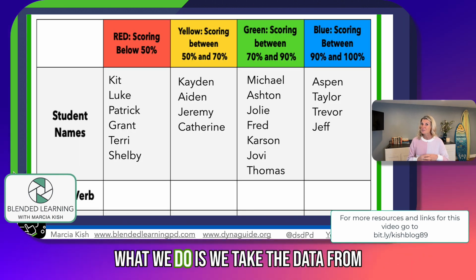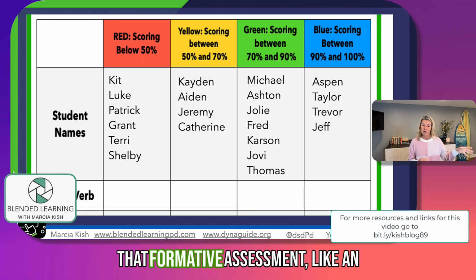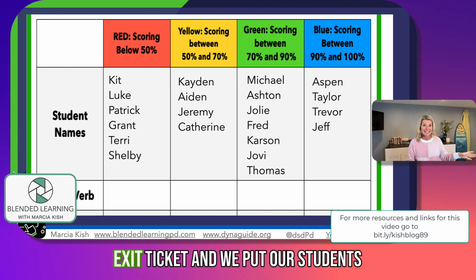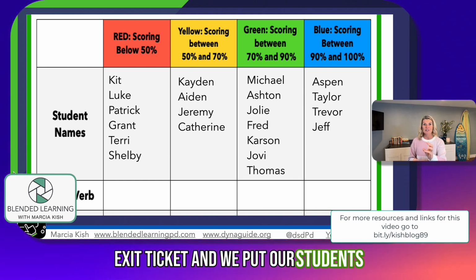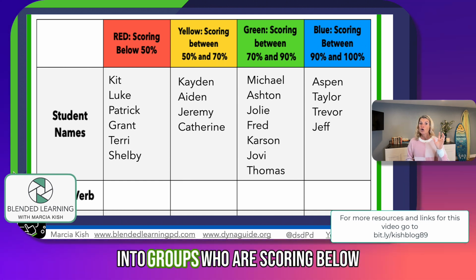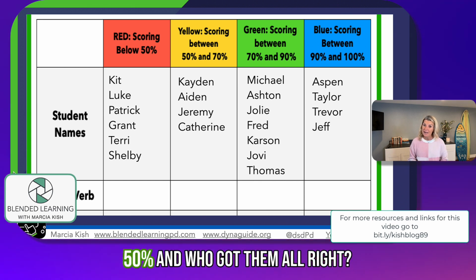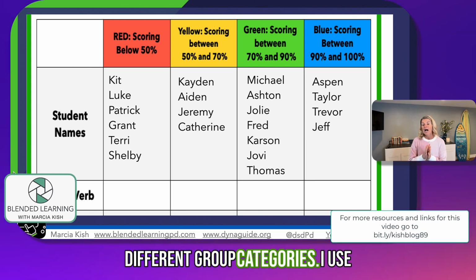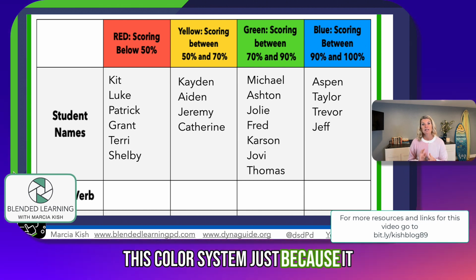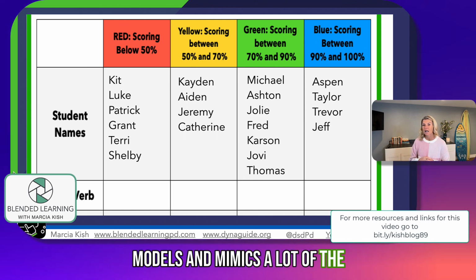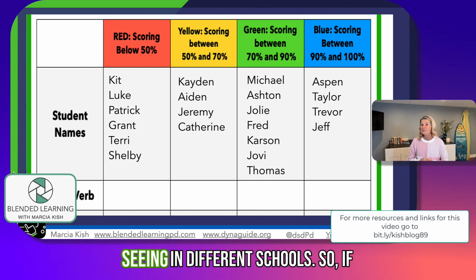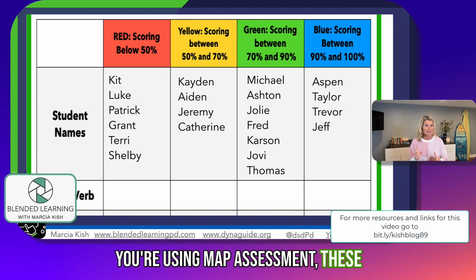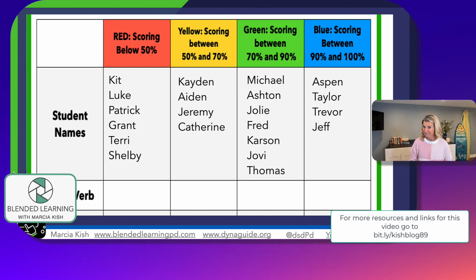Next, what we do is we take the data from that formative assessment, like an exit ticket, and we put our students into groups. Who are scoring below 50% and who got them all right. And we put them all into these different group categories. I use this color system just because it models and mimics a lot of the online data assessments that we're seeing in different schools. So if you're using MAP assessment, these colors should look very similar.